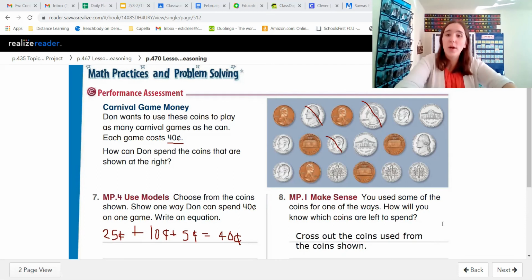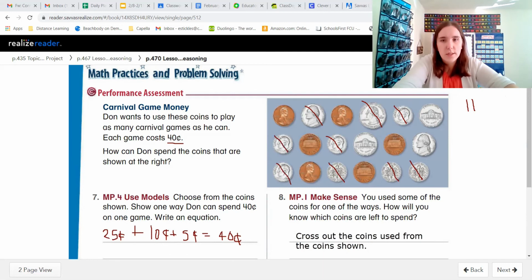Now we do have one part left to answer though. It says, how can Don spend the coins that are shown at the right? So let's see how many more games he can play. Okay, let's do this together. We've used up a quarter, a dime, and a nickel to make 1 set. Let's see how many more times he can play. So that was 1 time. So let's see, let's count our dimes. They're our biggest coins left. So 10, 20, 30, 40. That's another game. I'm gonna put a tally mark there.